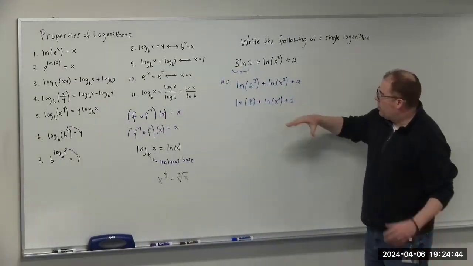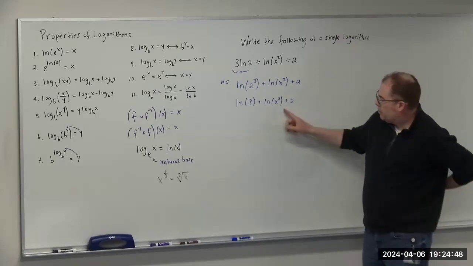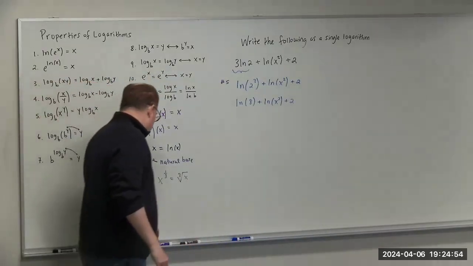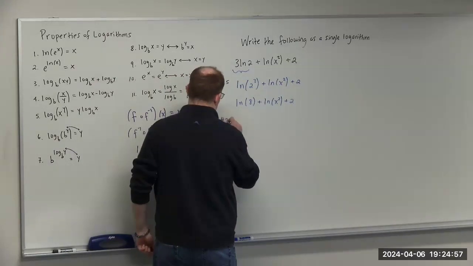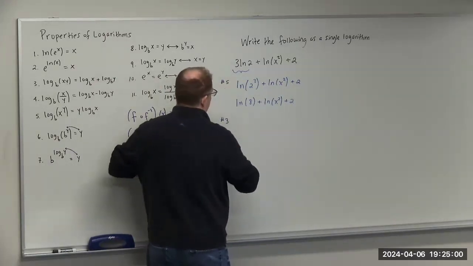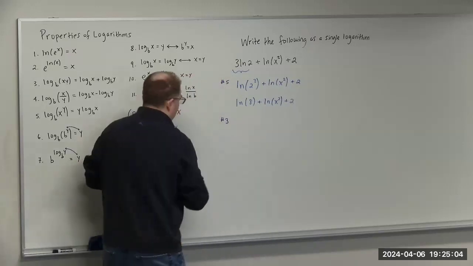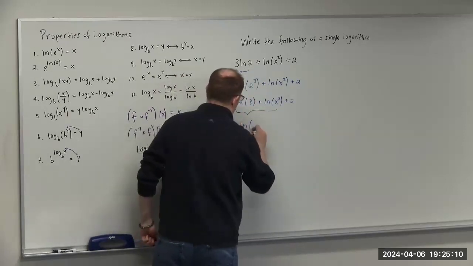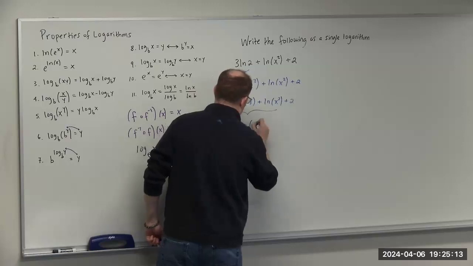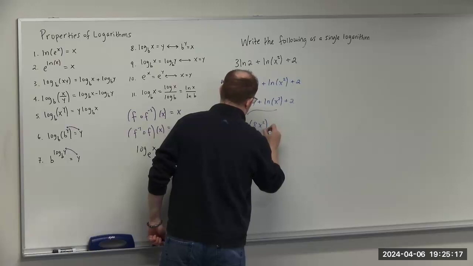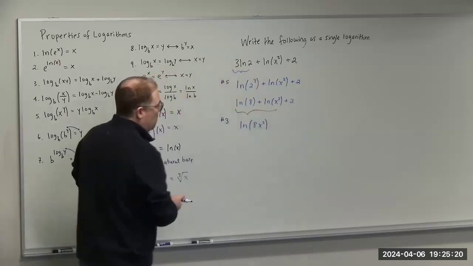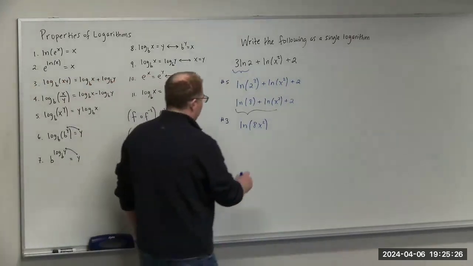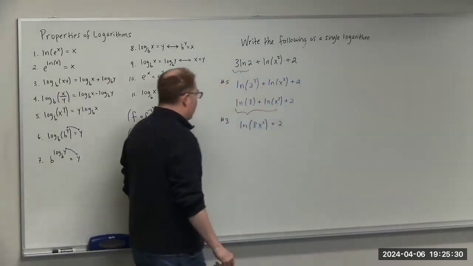So again, what we want to do is put everything under a single natural log. We have plus here, so we're going to utilize number 3. We're going to go from here to here. This part becomes natural log of 8x squared, and then 2 is just hanging out there.